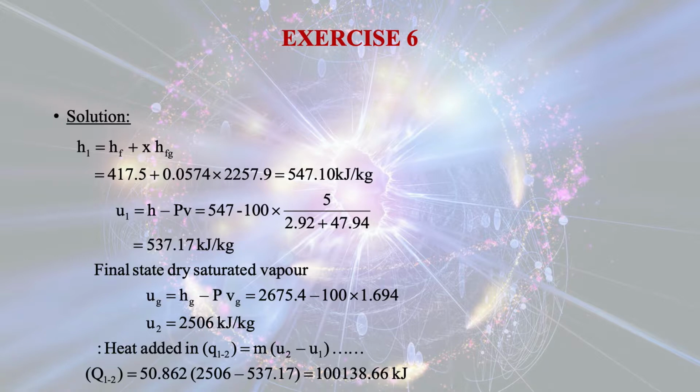So in this case, the heat added is equal to m within bracket the change in internal energy, that is u2 minus u1. You have got the value of u1, you have got the value of u2, you know the mass, and put the values in that equation and find out the value of Q12, that is equal to 100,138.66 kilojoule.